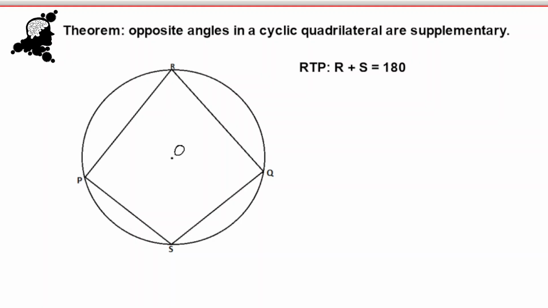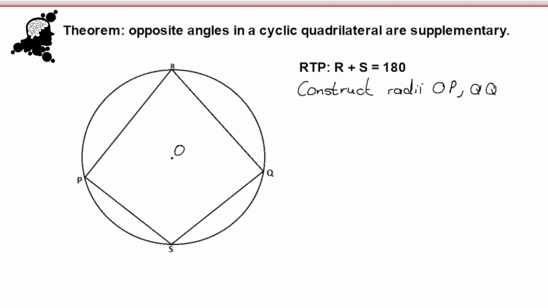The first thing we want to do is prove that r plus s is 180 degrees. So you would have to construct two radii again, similar to what we did in the previous video. Take note that the angles we're looking at are r and s, so the radii that I want to create must exclude the two angles. Therefore I'm going to create the radius OP. I'm also going to create the radius OQ.